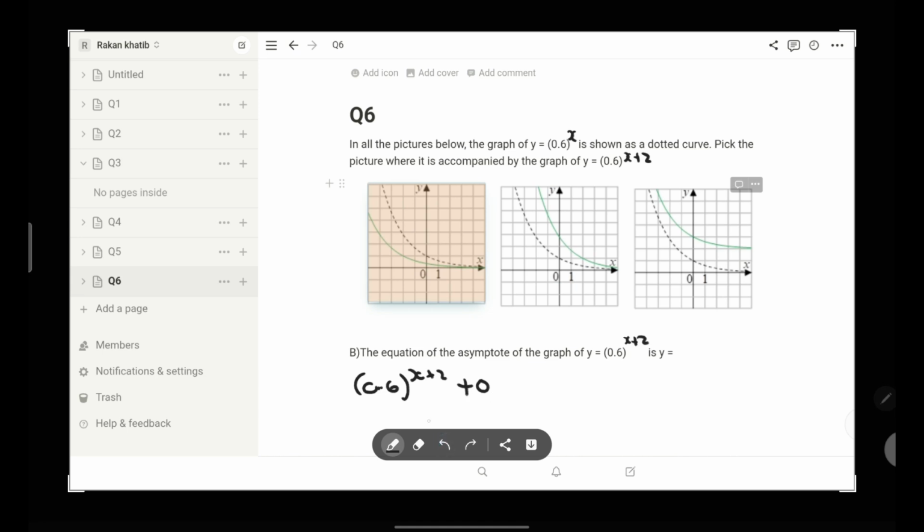Now since it's 0, you don't need to write it, but it's still there. Now let's say it was 0.6 to the power of x plus 2 plus 1. Now y would be 1. If it was 2, y would be 2. That's it. But as of right now, it is 0, so it would just be y equal to 0. That's it.